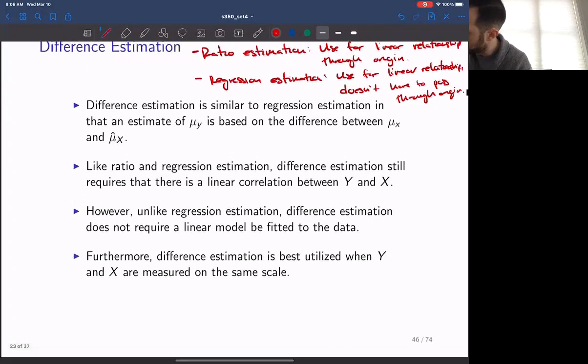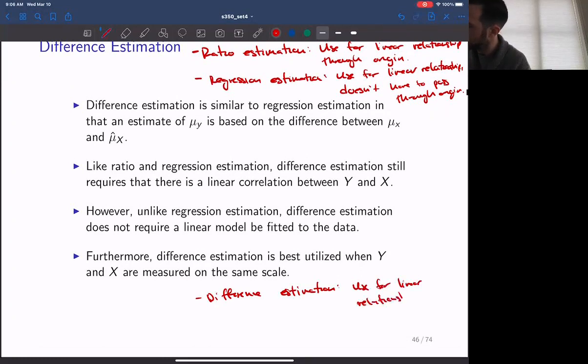So we can say here, use for linear relationship, variables on same scale.